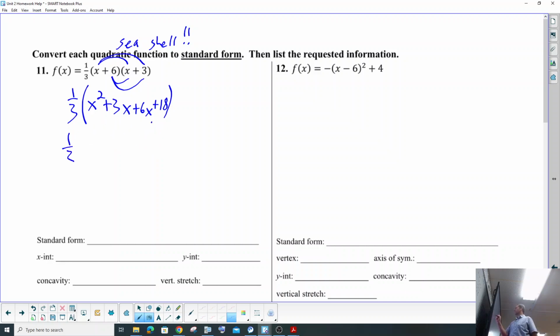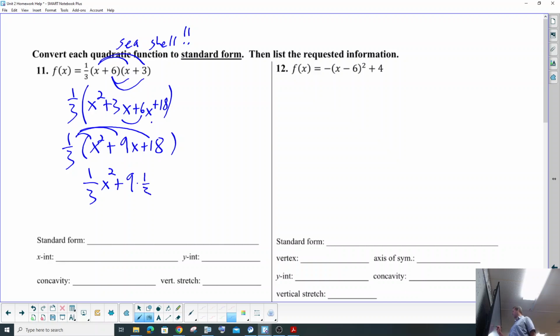So we bring down the 1/3. And what's 6 plus 3? 6 plus 3 is 9x plus 18. And now we're going to distribute it through. So we get 1/3 x squared plus, what's 9 times 1/3? And what's 18 times 1/3?